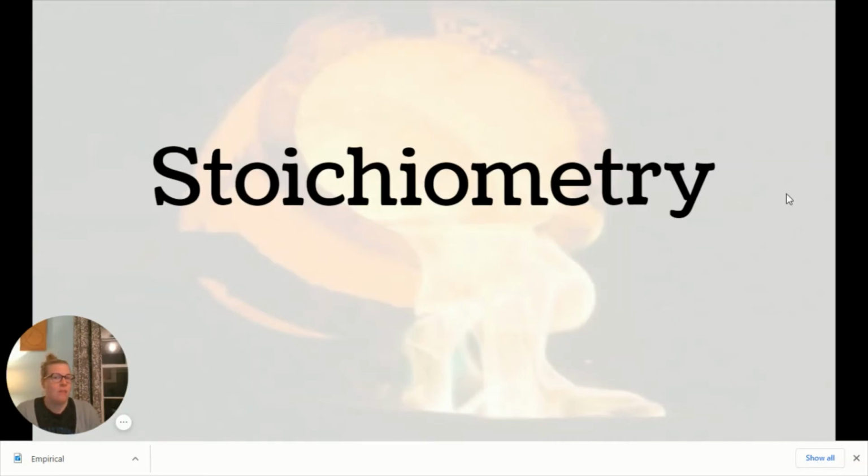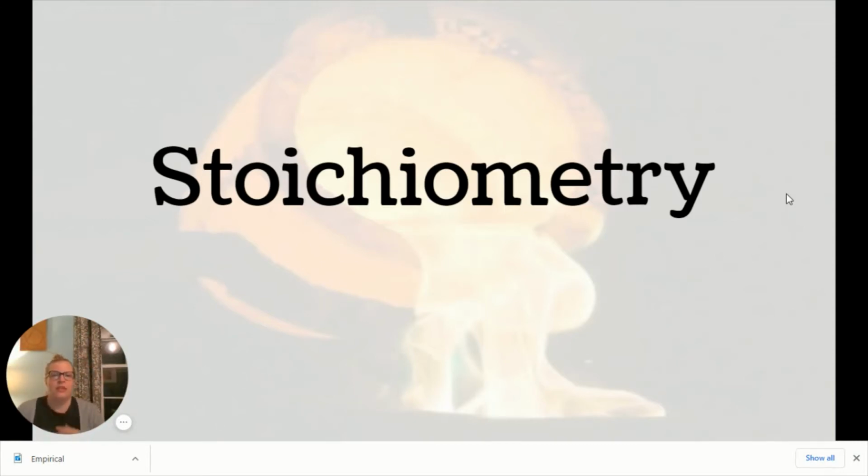AP Chem, guess what? Stoichiometry is back. I personally love stoichiometry. Stoichiometry has to be one of my favorite things in chemistry to do because there's such a nerdy sense of satisfaction when you figure out how much of a chemical you have, how much of a chemical you should make, and then when it actually works out, it's like, whoa, it's the greatest thing in the world.